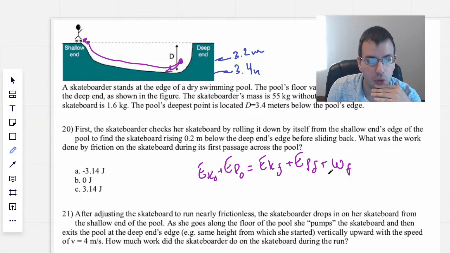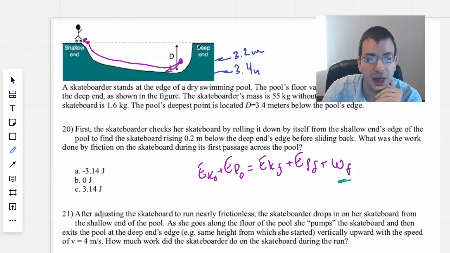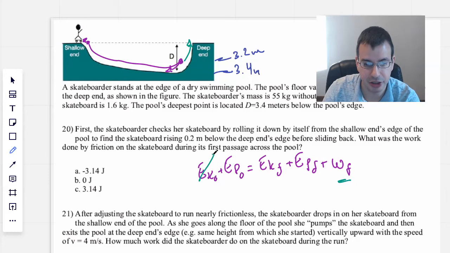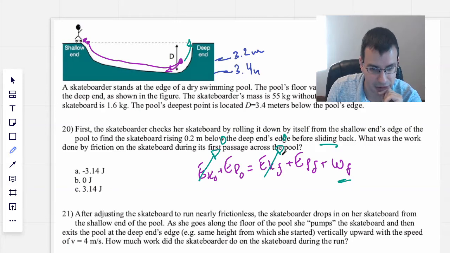If we didn't have this friction term, then it would go up to the same height that it started with. This energy loss due to friction, or energy transferred into sound and heat along the path, is what's preventing the board from going all the way up to the top. So we're going to assume it starts at rest, so the energy kinetic initial is 0. Before sliding back implies that the energy kinetic final is 0.